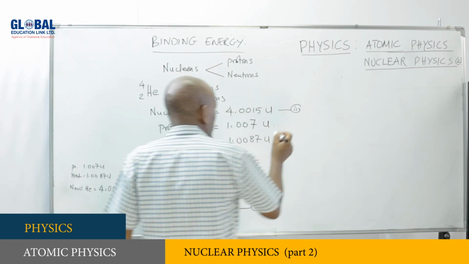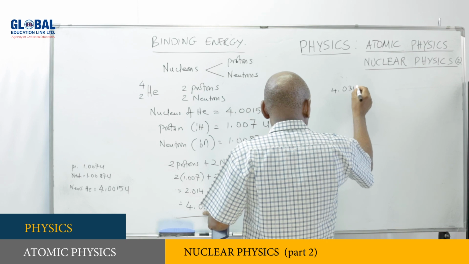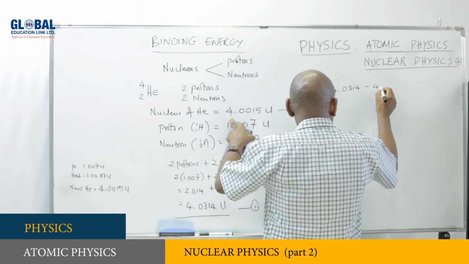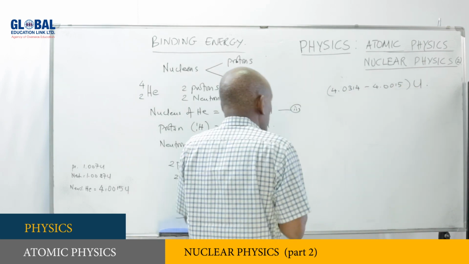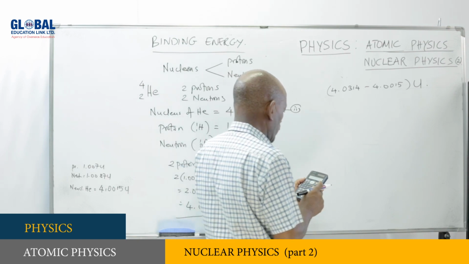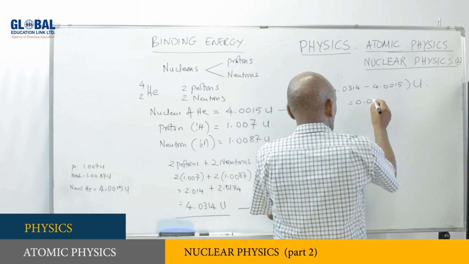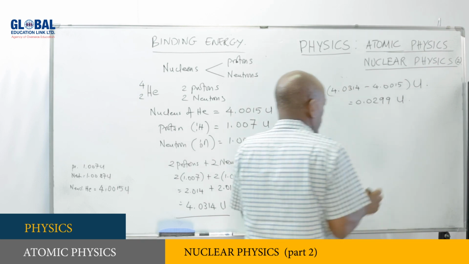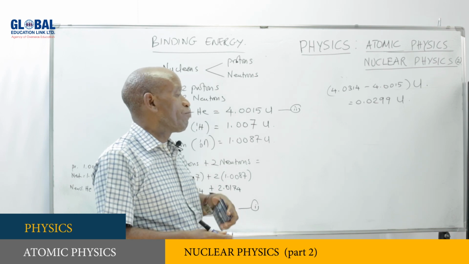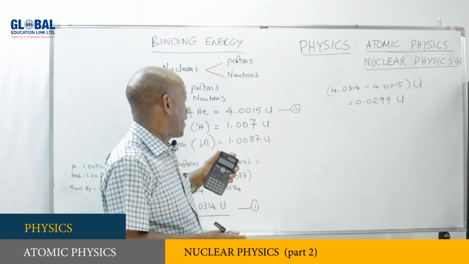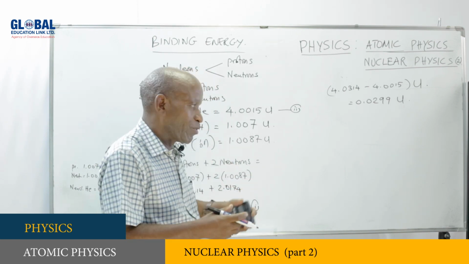So we take the difference now. Taking the difference, we take 4.0314 minus 4.0015. We are going to get this in terms of the unified atomic mass unit, and we are going to get 0.0299 unified atomic mass unit. Now, this unified atomic mass unit can be converted to see what kind of energy in terms of electron volt is holding those nucleons of the helium all together.